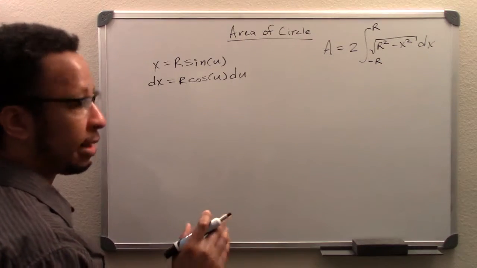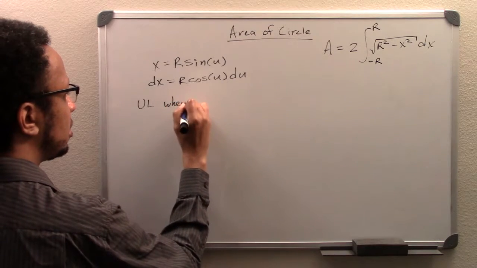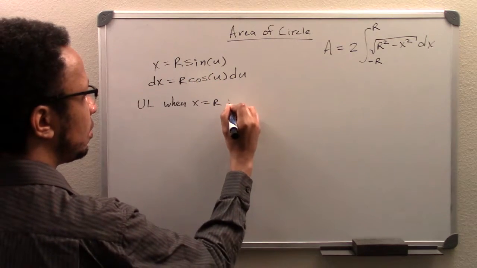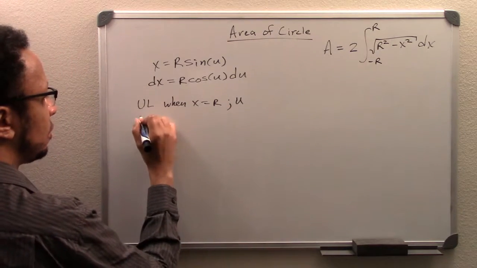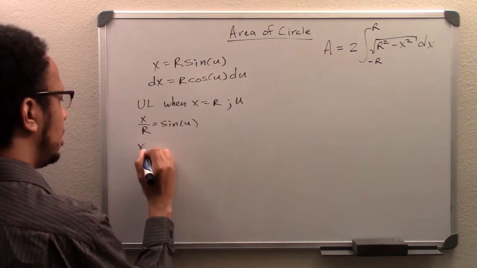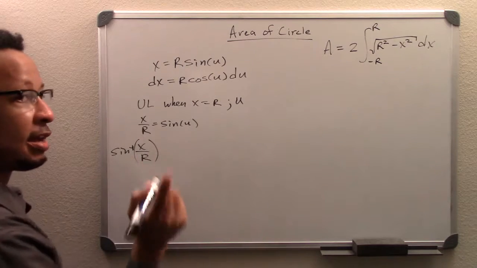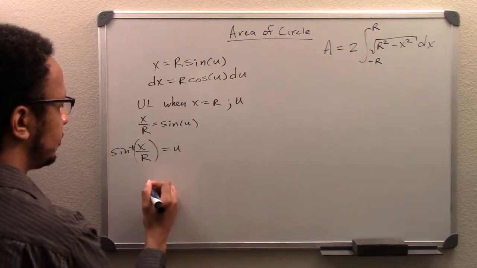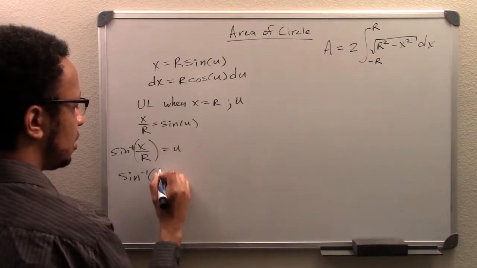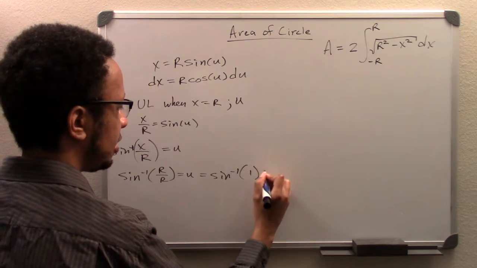But before we go ahead and do that, let's change our limits of integration. And so for our upper limit, when x equals r, we want to find out what u is. So x over r, we're going to use basic algebra here. x over r equals what? Sine of u. So arcsine of x over r equals u. So the arcsine of what? What is x at the upper limit? r. r over r equals u, which equals the arcsine of 1, which equals u.